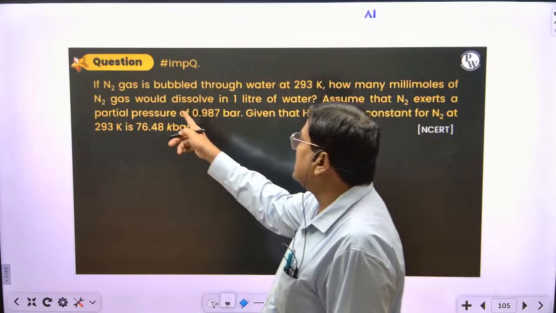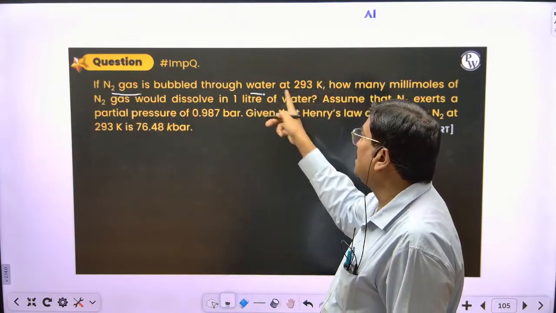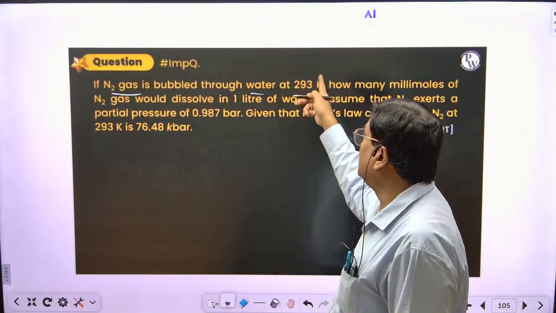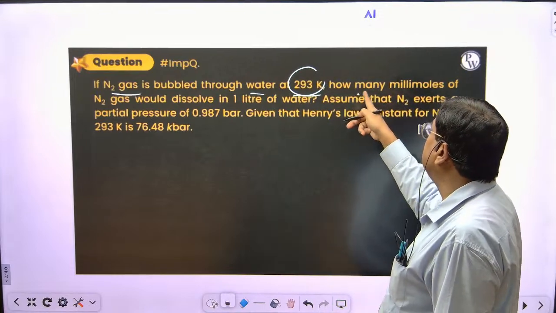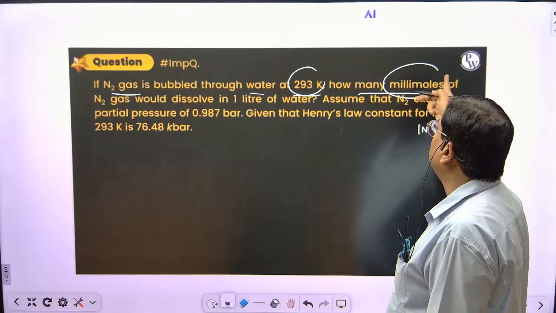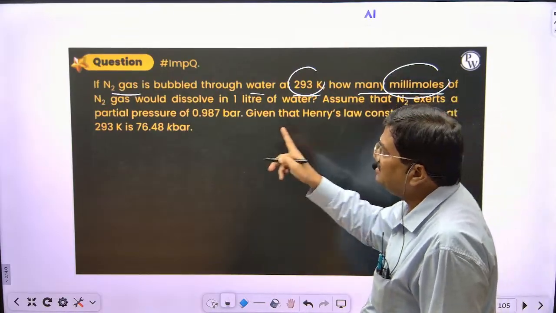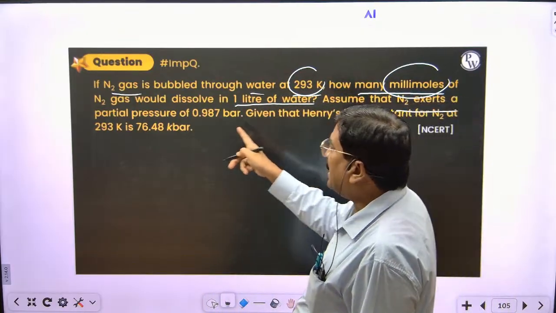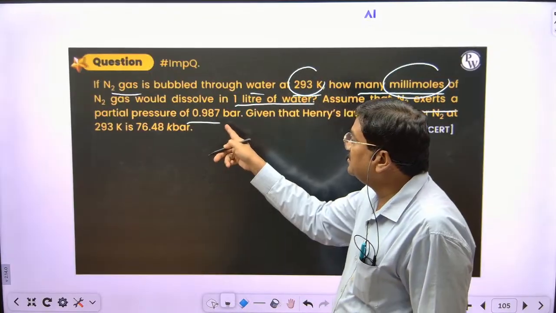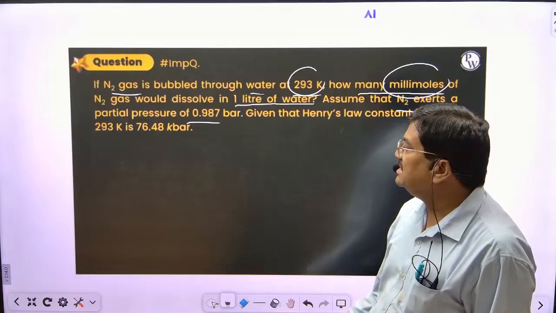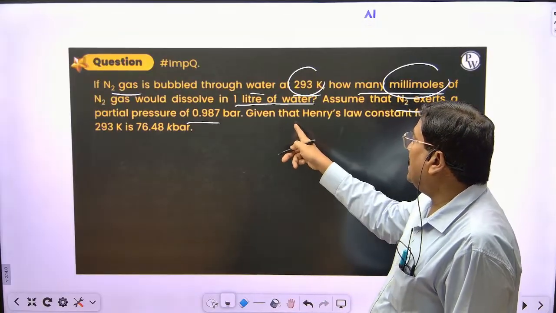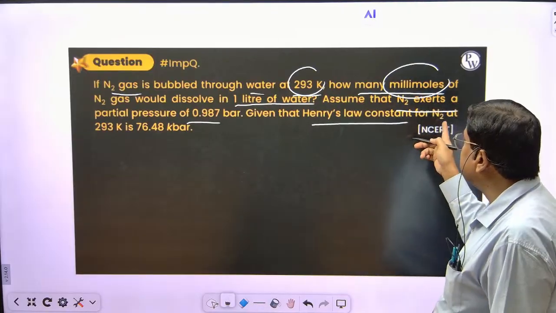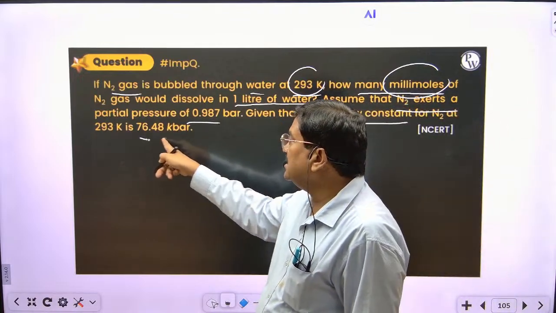What is he saying? Nitrogen gas is bubbled through water at what temperature? 293 Kelvin. When nitrogen gas is bubbled through water at 293 Kelvin, room temperature, see what the question is asking. How many millimoles? See, be careful, millimoles of nitrogen would dissolve in 1 liter of water, assuming nitrogen exerts a partial pressure. What is the partial pressure of nitrogen given to you? 0.987 bar is given. The partial pressure is in the unit of bar, and the Henry's law constant, that is KH. As I told you, every gas will have its own characteristic KH. The KH value is given to you in terms of kilobar.